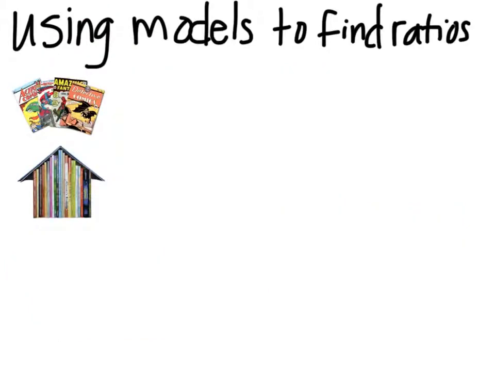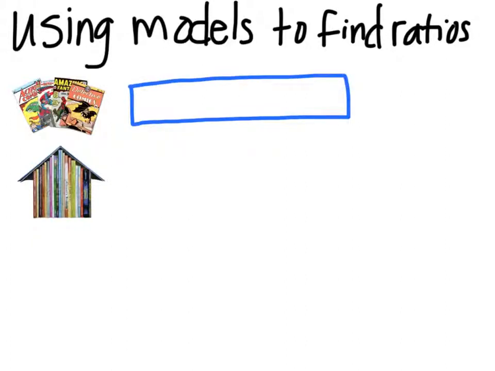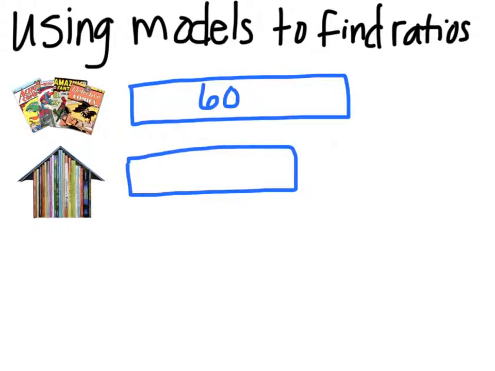Now let's learn to use models to find ratios. Amy has 96 comic and storybooks all together. She has 60 comic books. Find the ratio of the number of comic books to the number of storybooks. So we'll begin by drawing a bar model that shows that Amy has 60 comic books. And she has some unknown number of storybooks. Let's put a question mark here. We know that the total number equals 96.